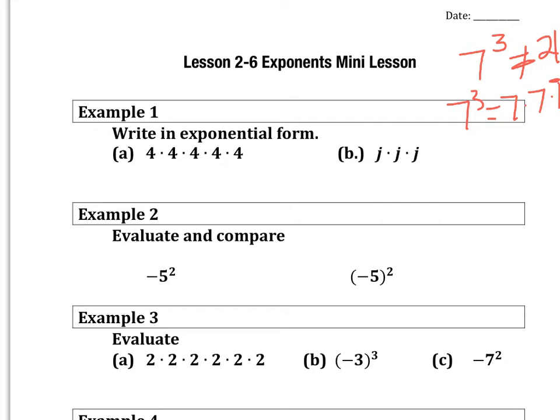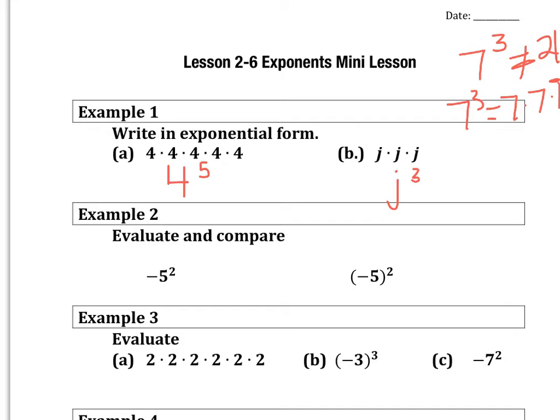So if you take a look in A, we have 4 times 4 times 4 times 4 times 4. So we have 4 multiplied by itself 5 times. So quickly we can see that our base will be 4, and then our exponent will be 5. And that is exponential form. In letter B, our base is the letter J. It's a variable, same process though. It is being multiplied by itself 3 times, making our exponent 3. So that's what exponential form is.